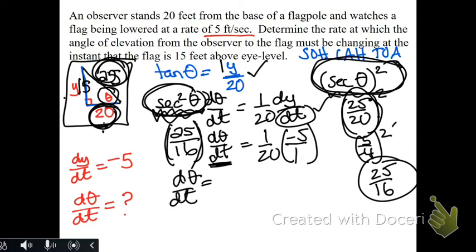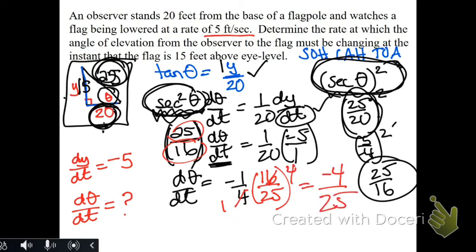On the right side, this is negative 1/4. And I'm going to multiply by 16 and divide by 25. Cancel. And you get negative 4 over 25.